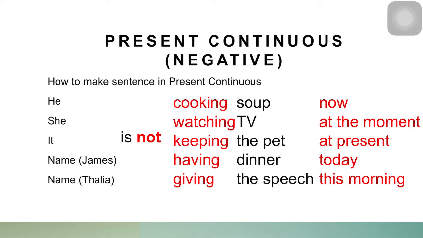Next, how to make a sentence in present continuous for negative sentences. For the subject he, she, it, James, and Talia, we simply add not after the to be. Here, we add not, look at this one, after the to be. The to be is is.